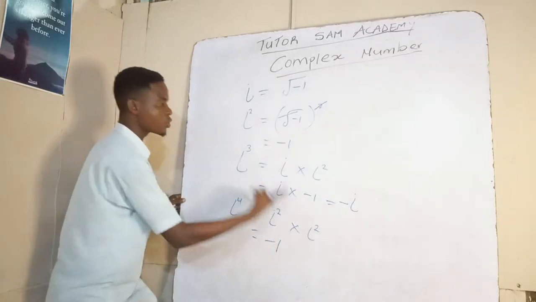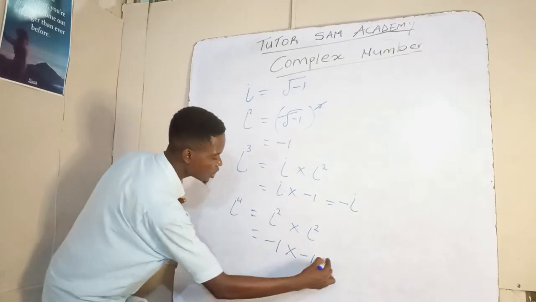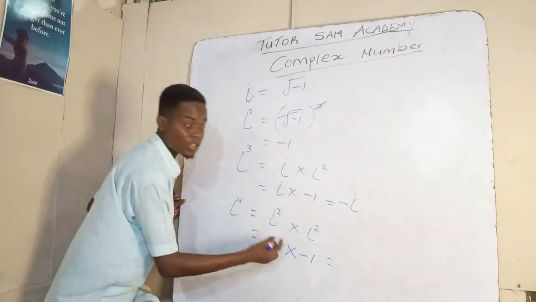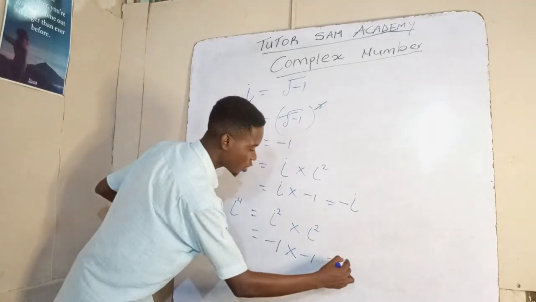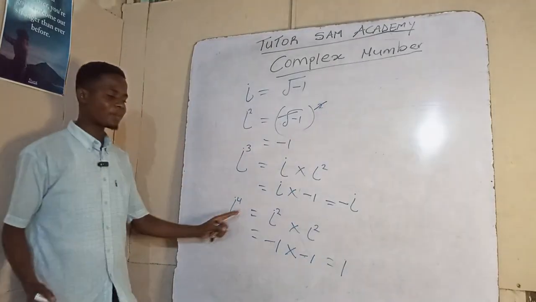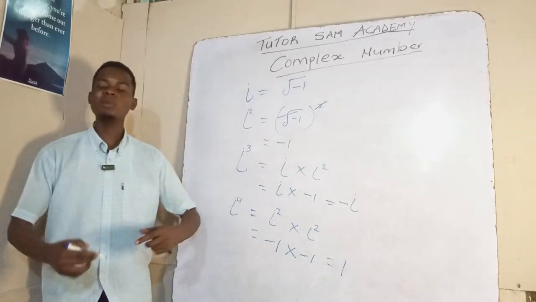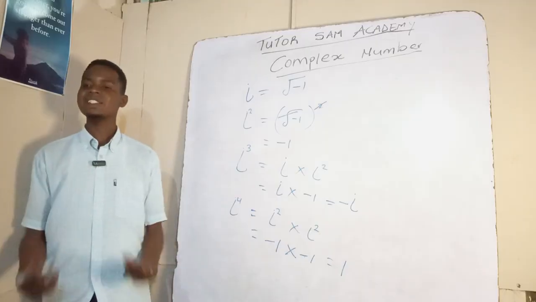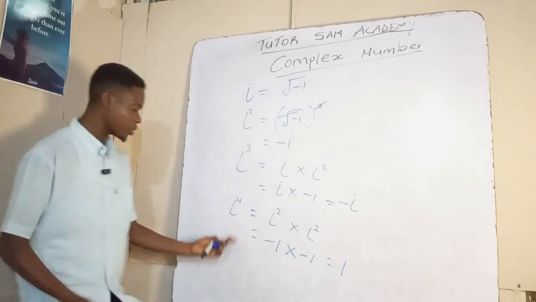i raised to the power of 2 is what? Minus 1. So this is minus 1 multiplied by minus 1, which gives us what? Minus times minus gives plus. Then 1 times 1 gives what? 1. So i raised to the power of 4 is what? 1. I'm going to do i raised to the power of 5, but you can try i raised to the power of 6, to the power of 10, to the power of 30, like that. You can try i raised to the power of 50. So let me do the last one.